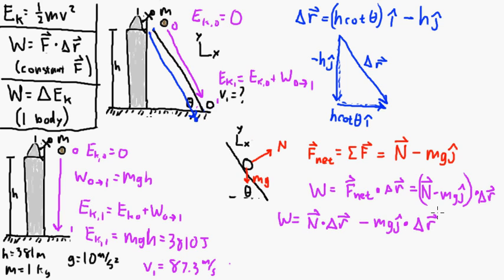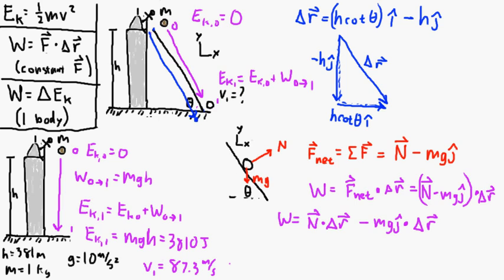Dotted with delta R. Okay, now let's look at these. Delta R is going down the ramp, right? Delta R goes down the ramp. Let's look at this first term, normal force dotted with delta R. If delta R points down the ramp, the normal force points perpendicular to the ramp, remember? So what's the normal force dotted with delta R?